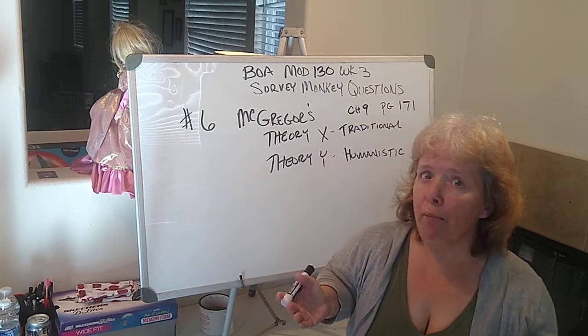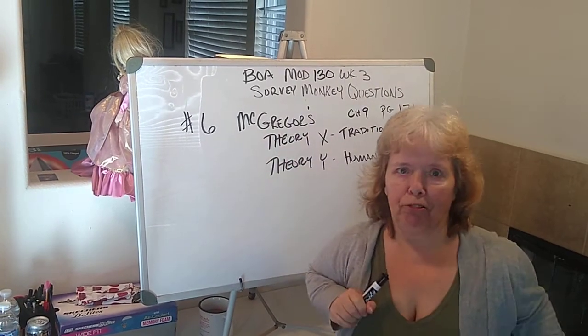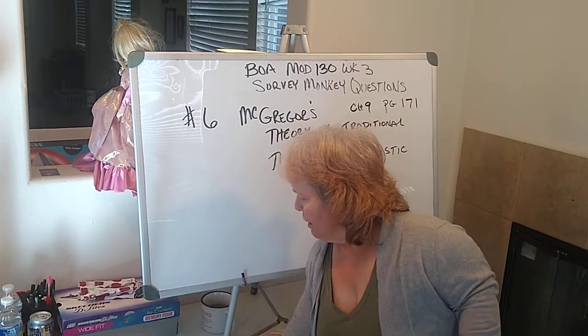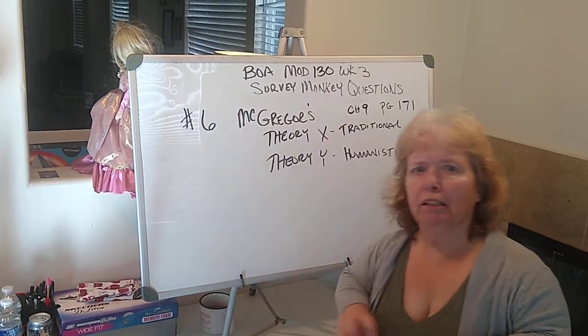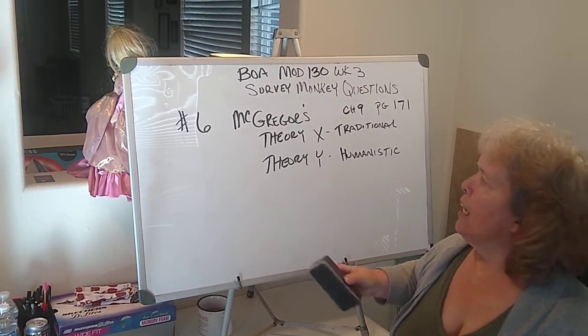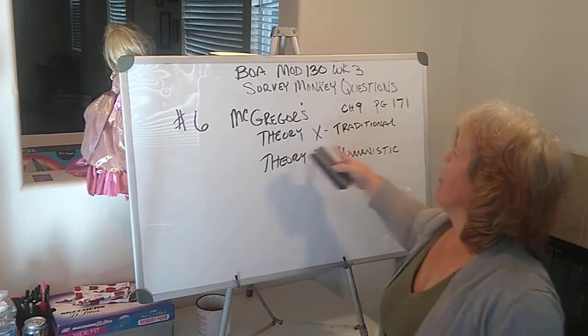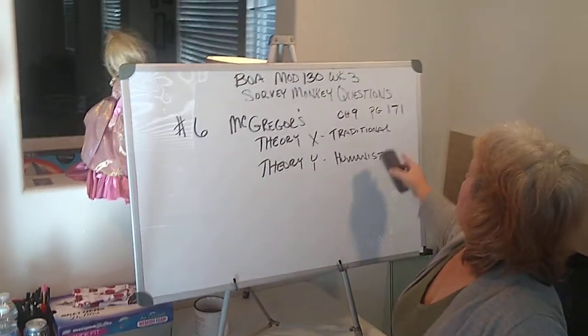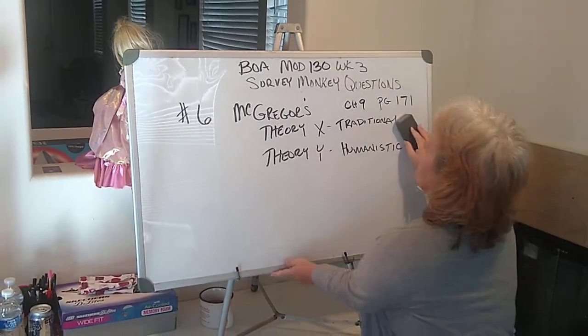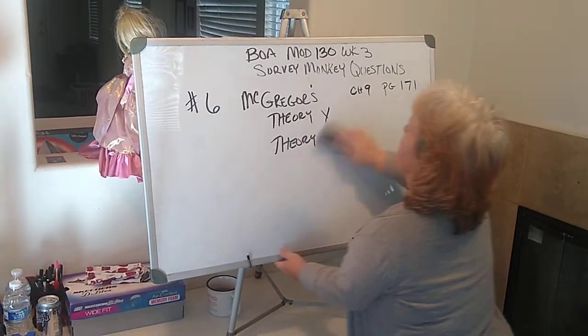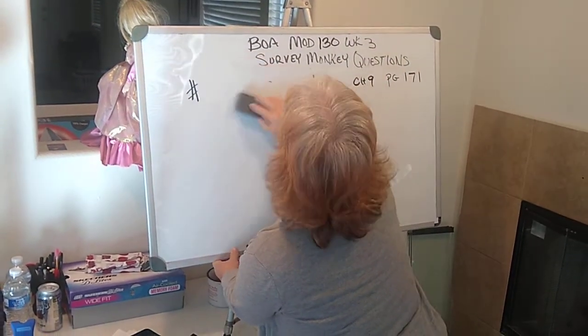So those are the two theories. Those are what they have in common, and those are what they have different. So use your own wording and compare and contrast those using how they're defined. Okay? So page 171, chapter 9. All right. Number 7.